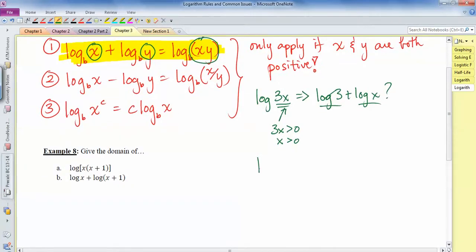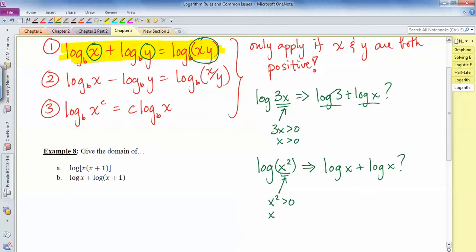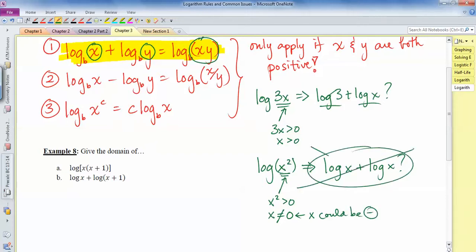But if I said something like this, log of, I don't know, x squared, let's say, are you allowed to turn that into log x plus log x? And the answer there is you don't really know. So generally speaking, no, you're not allowed to. Because you know that x squared has to be positive. But that means that x could be a positive number, but it could also be a negative number. So as long as it's not 0, x squared is positive. So this means x could be negative. So then this part doesn't apply anymore.